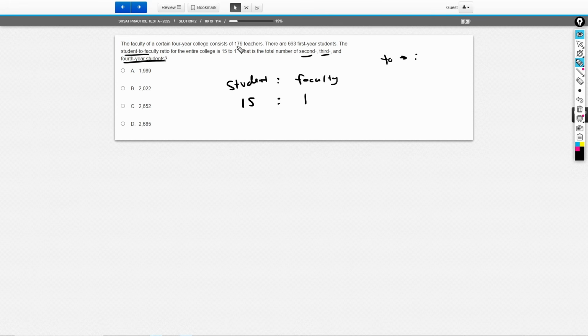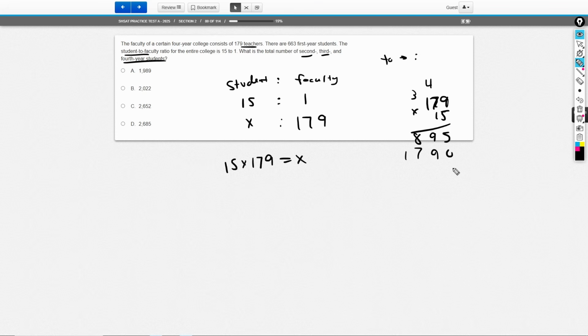So I have 179 teachers or 179 faculty. So I'm going to write that down here. But I want to find the total number of students, which is X. Guess what, guys? I've said it 1,000 times. I'm going to cross multiply. 15 times 179 is equal to X times 1, which is X. So 179 times 15 gives 2,685 students in total.